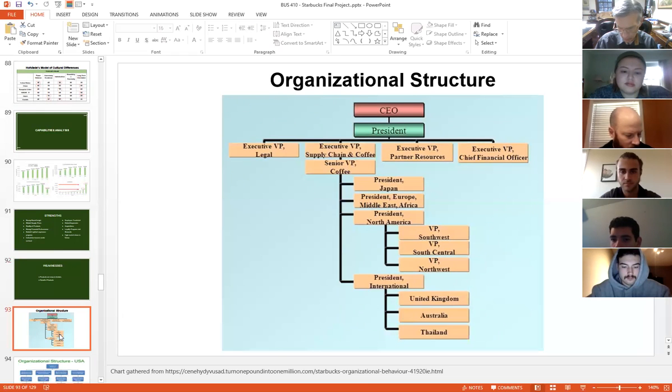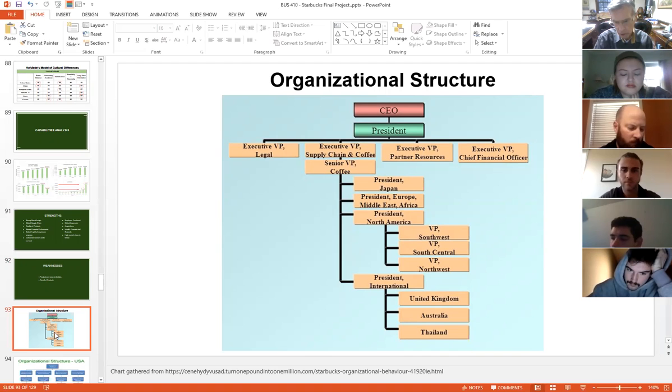geographical presidents for the Middle East, Africa, North America, Europe, and below them we have the vice presidents. In this case it would be for just the US, but there are vice presidents for every country, every area in which Starbucks is doing business. And we also have an international president, who is in charge of the United Kingdom, Australia, and Thailand.